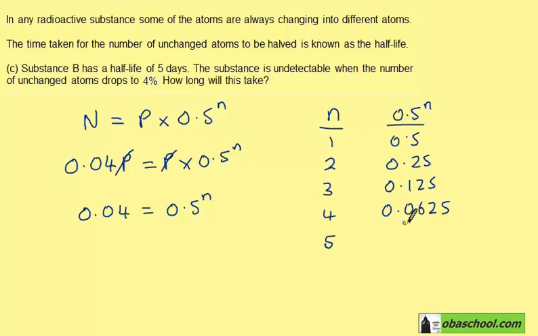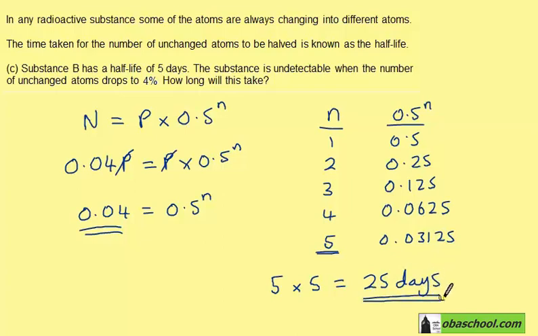Going one more step halves this again and gives us 0.03125. So now we're below 4%. So we could take this as being 5 half-lives times the 5 days is 25 days. In the next example, we'll look at how to get a more accurate number of days using the class pad.